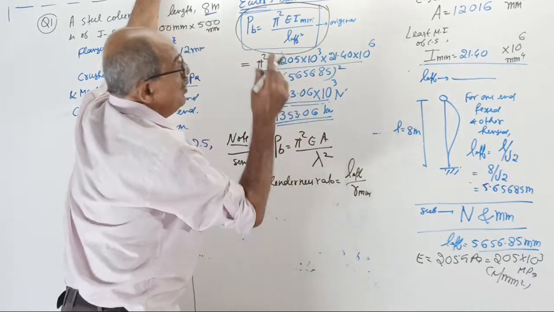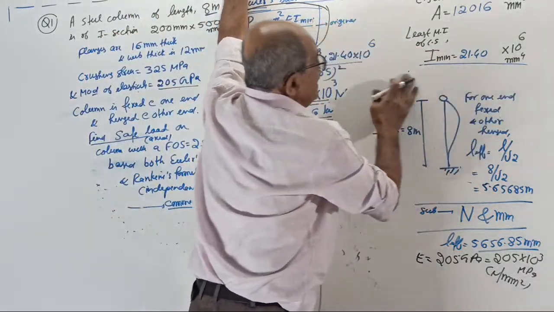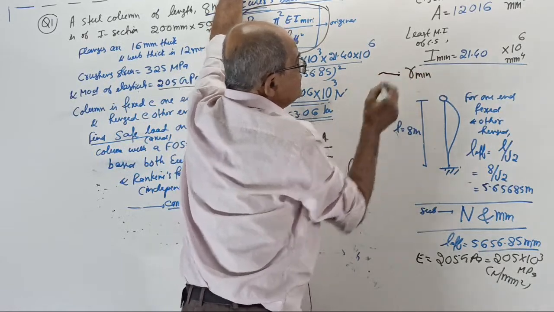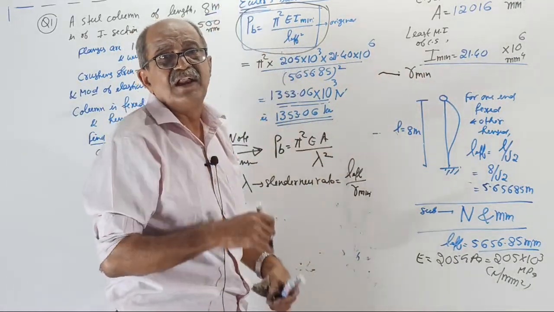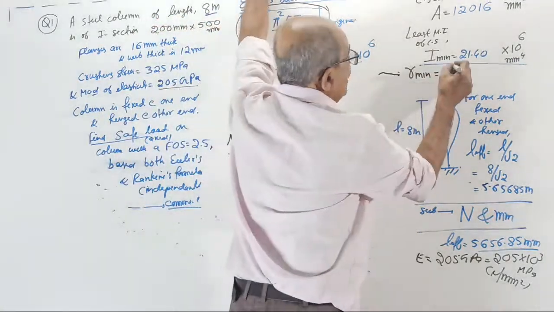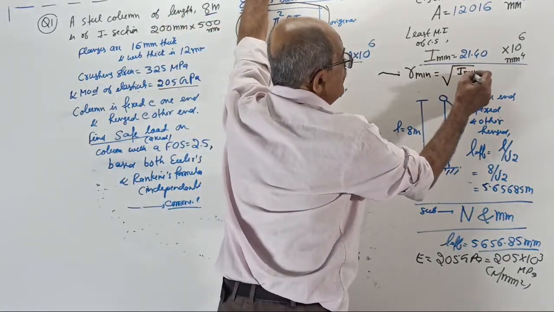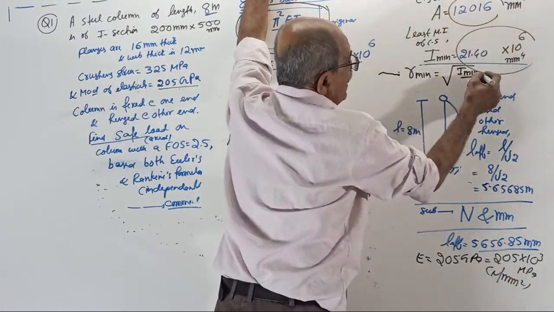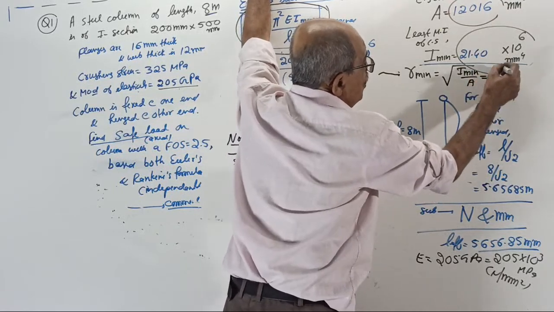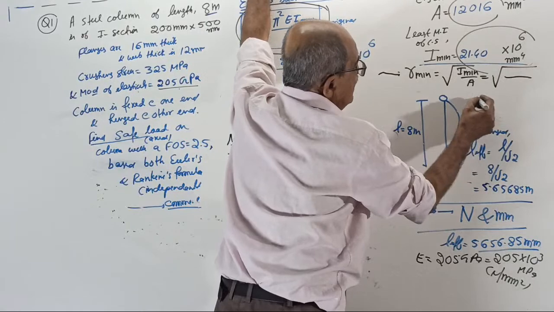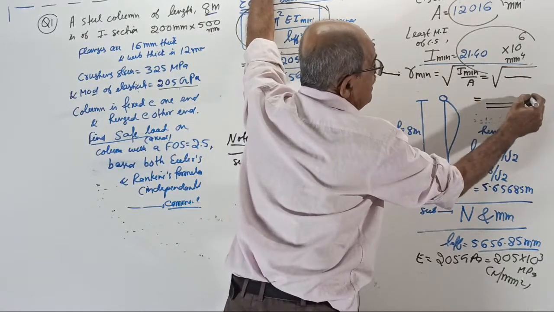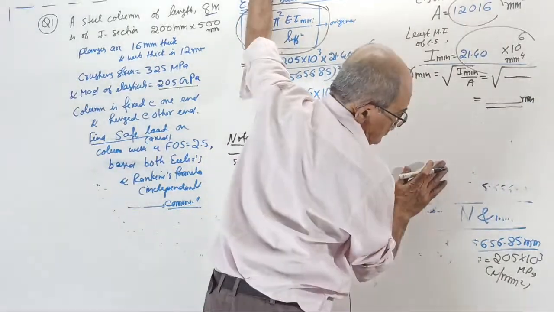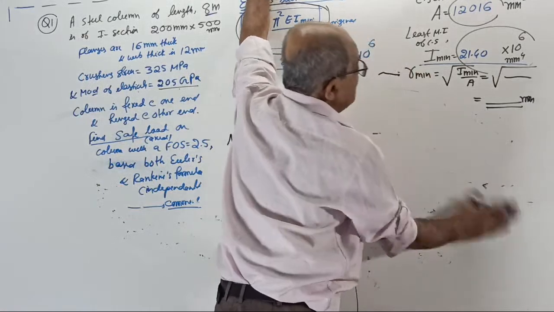So when you put the properties here, you write one more thing. Therefore, r minimum, the least radius of gyration of the cross section, equals square root of I minimum by A. I minimum is here, area is here. You have a calculator with you. Substitute and tell me the answer for r minimum in millimeter. What is the r minimum?